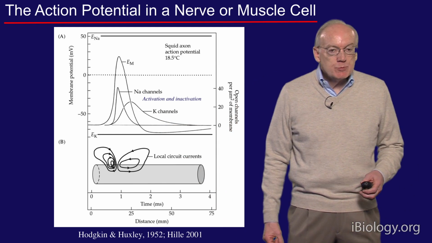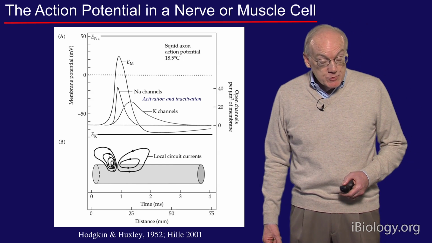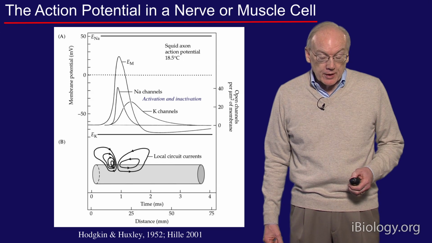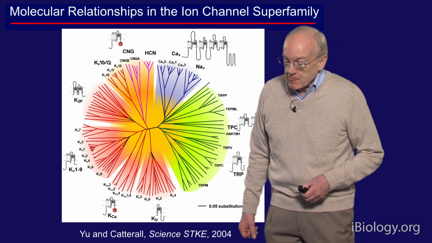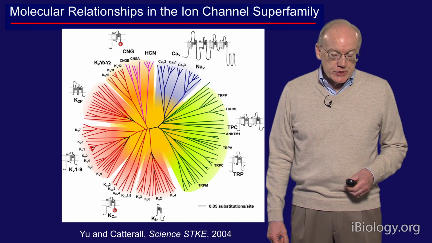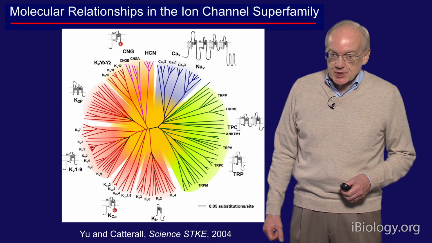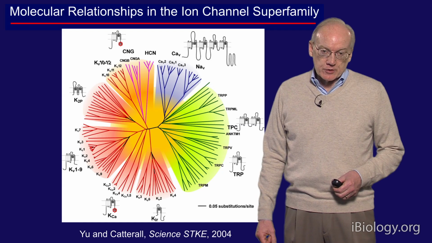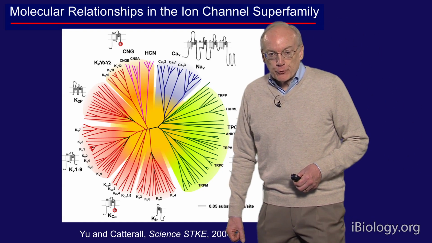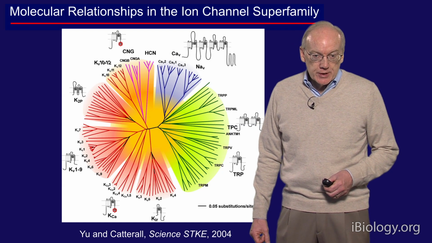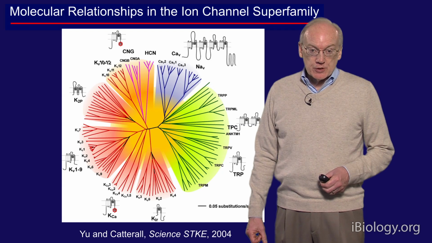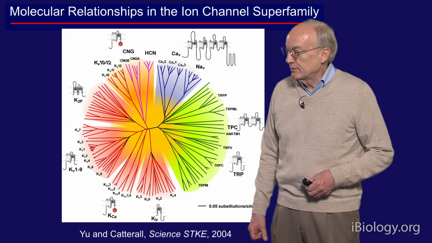The sodium and potassium channels are 2 members of a large family of ion channel proteins. This slide illustrates the molecular relationships, the ancestral relationships among the different ion channels that we find in the human genome. There are 143 related ion channel proteins in the human genome, and the sodium channels were the founding members of this large family of signaling proteins.